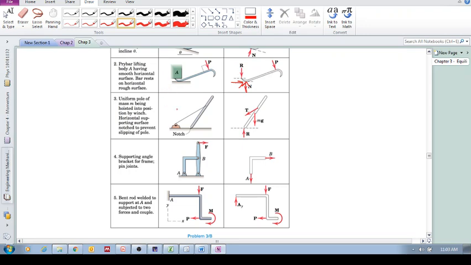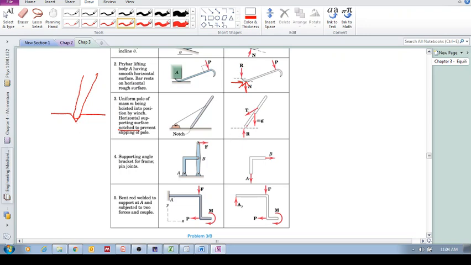Number three, a uniform pole of mass M being hoisted into position by a winch. The horizontal supporting surface is notched to prevent slipping of the pole. What is a notch? Say there's a surface there, right? You machine or you drill or you cut a little V-shaped hole into the surface so that you can put something in there so that it doesn't move side to side or vertically for that matter.